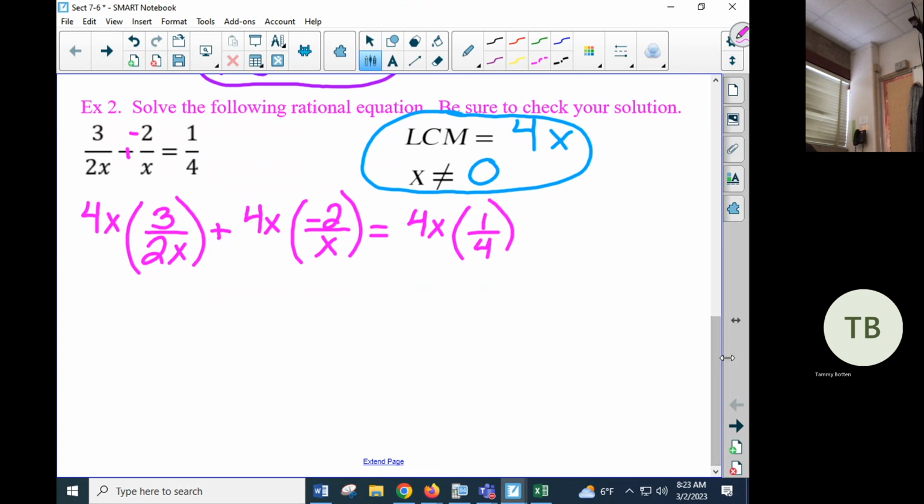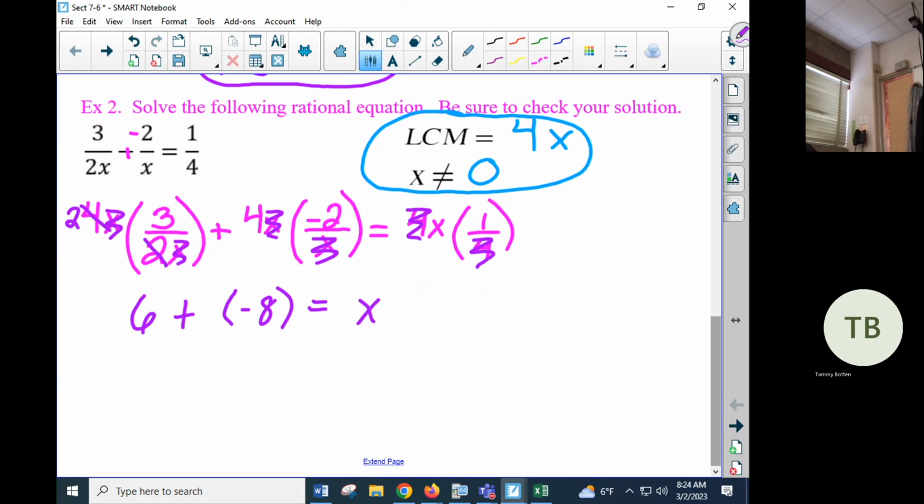Now I can just start crossing things out. If I look here, I have an x on top and x on the bottom, so those cancel. I have really 4 divided by 2, so the 2 cancels, 2 goes into 4 twice. And then you have 2 times 3, which is 6. Now here your x cancels and your x cancels. And this is 4 times a -2, which is -8. And then here my 4's cancel, and I'm left with 1 times x, which is x.